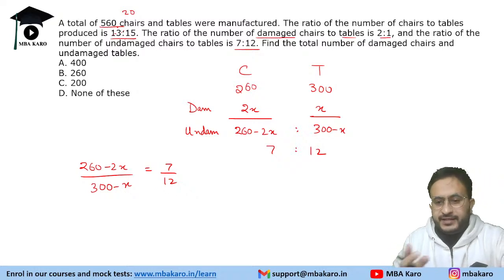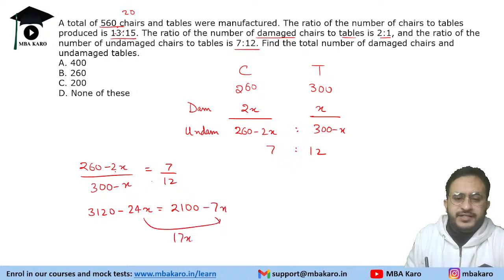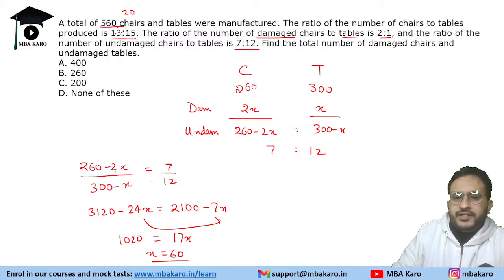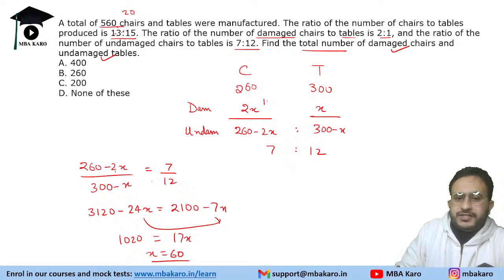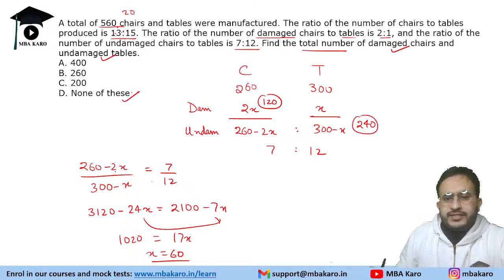Now, one thing which most of you know is you do cross multiplication, right? So let's do it this way also, and then I'll tell you one interesting way to solve such equations. 2100 minus 7x. So when you bring it this side, 17x will be equal to 1020, or x is 60. At x is 60, we need to find the total number of damaged chairs and undamaged tables. So damaged chairs are 120 and undamaged tables are 240. So the total turns out to be 360.